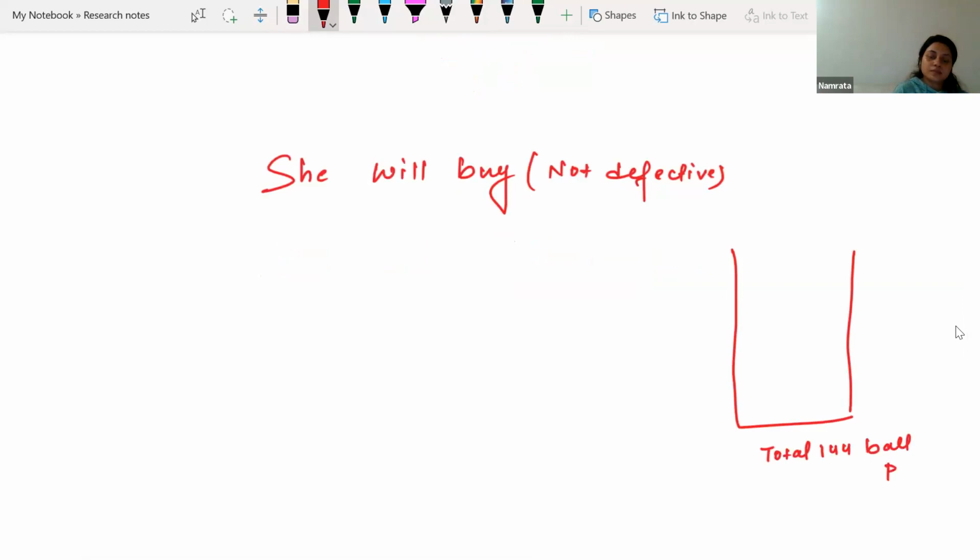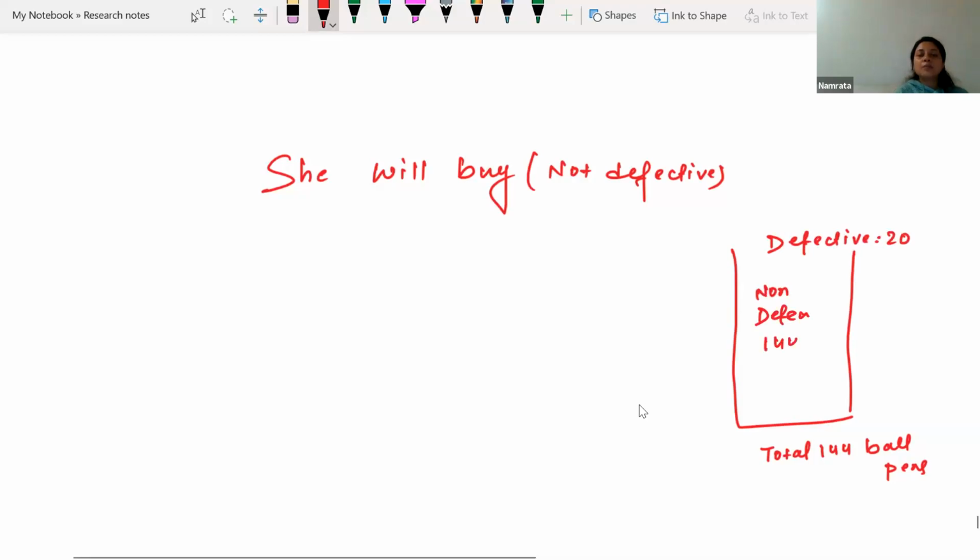Of which 20 are defective. We are having 20 defective. So non-defective will be, let's find it, just for the clarity: out of the total, it will be total minus 20. So 144 minus 20, that is 124. 124 non-defective ball pens are there.